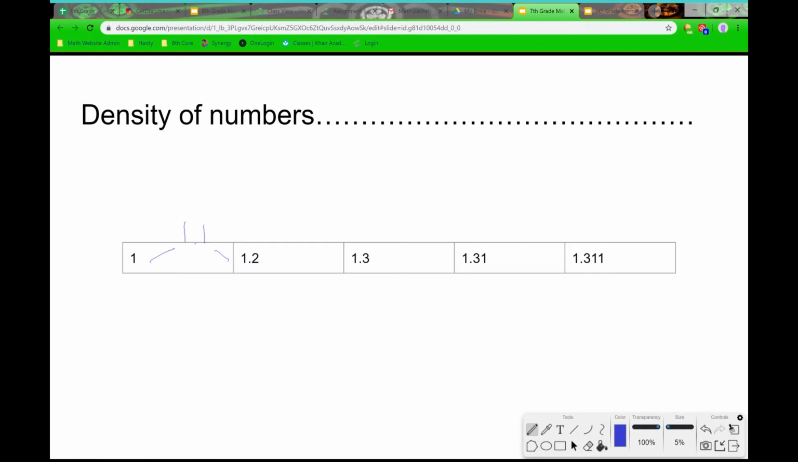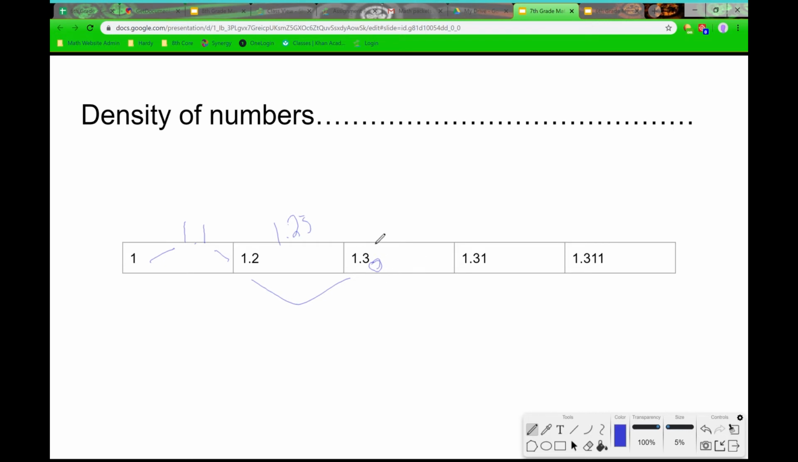Then of course 1.2 to 1.3. How many numbers are between there? Well, what about 1.25? Instead of $1.20, can't I say I have $1.25 or $1.26 or $1.27? Each of those numbers falls between 1.2 and 1.3. Now if we look over here, I've got 1.30, and I can add that 0 in there. I've got 1.30 and 1.31. Well, that's $1.30 and $1.31.